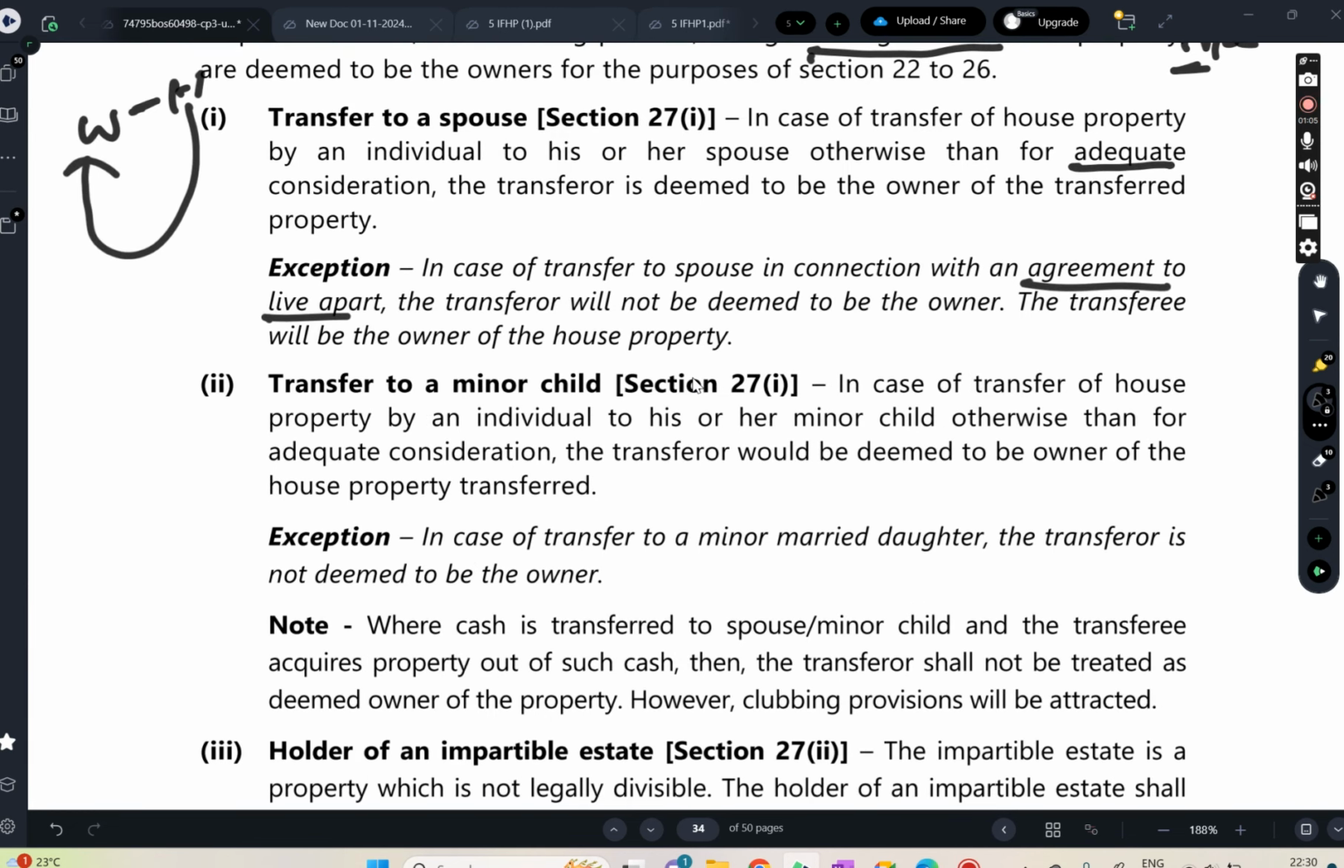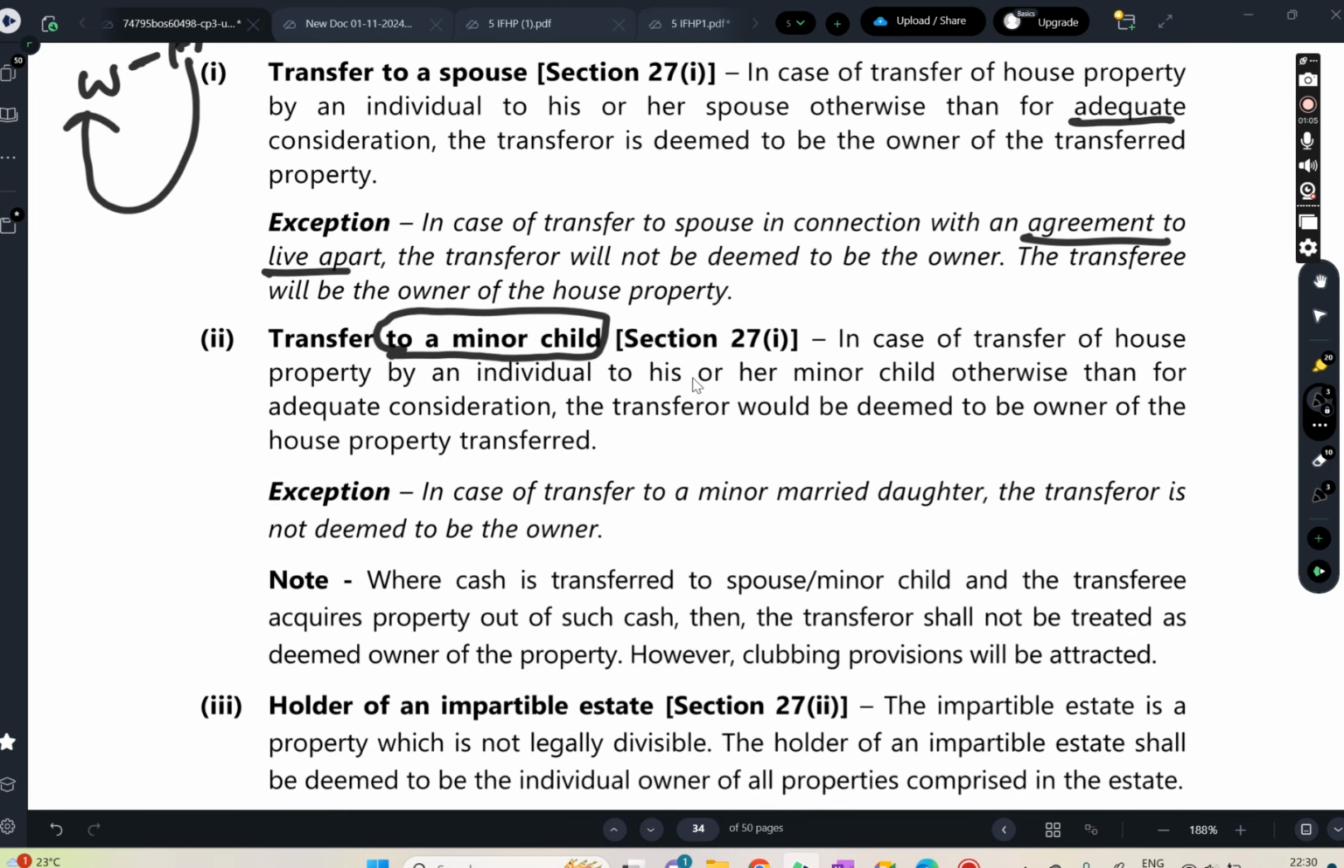Then if I want to evade the tax, one more thing I can do is transfer my house to my child. The child also has no income. If I do that, the income tax department will think you are the owner of the house and that you are just doing this to evade the tax. So they will consider you as the owner only, not your minor child.